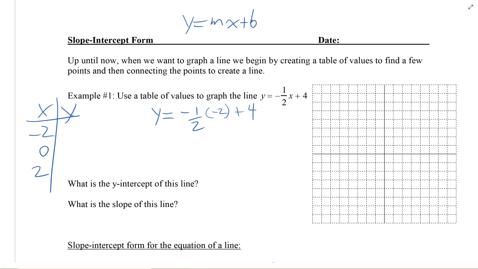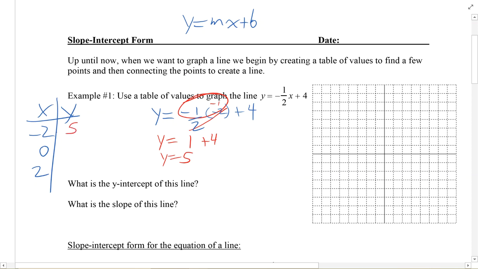Okay, and so we've reviewed multiplying fractions again. This cancels to a -1, and so you're left with y equals +1, because we are multiplying, right? -1 times -1, and we get +1 plus 4, and so our y value is 5. Okay.